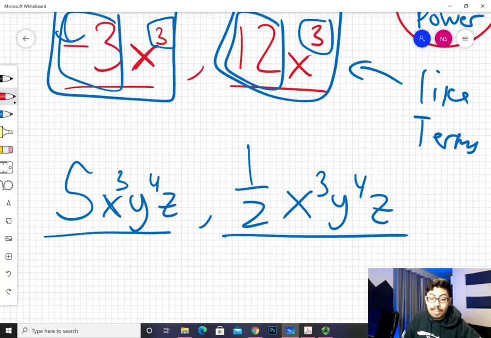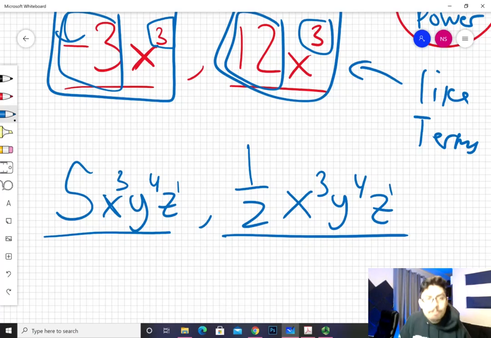By the way, I'm going to tell you this right now. Even though I keep saying those z's don't have any powers, they do. From this point forward, and I already said this in a couple of videos back, a standalone variable is always to the power of 1.